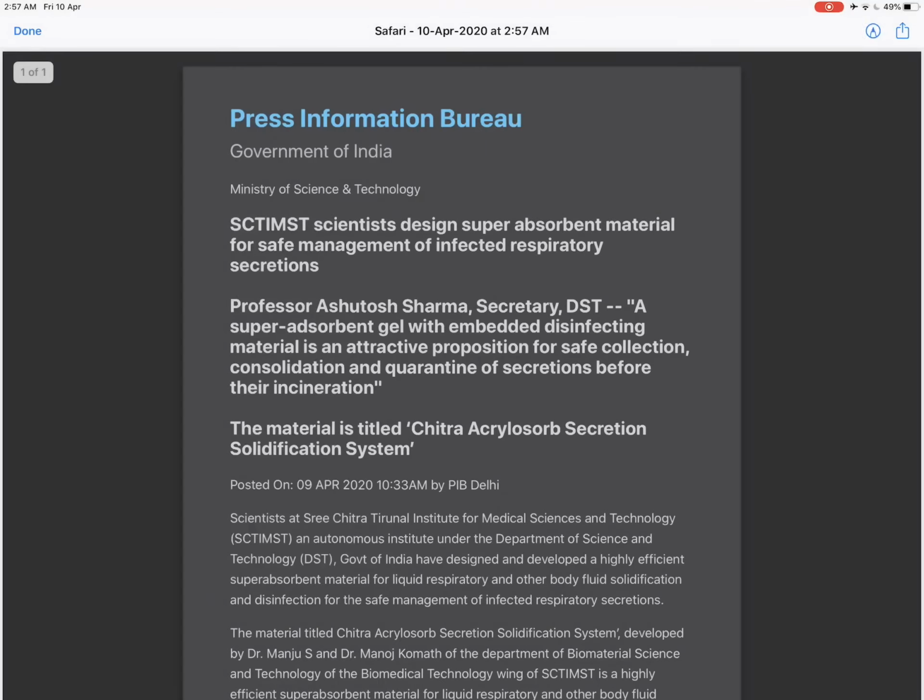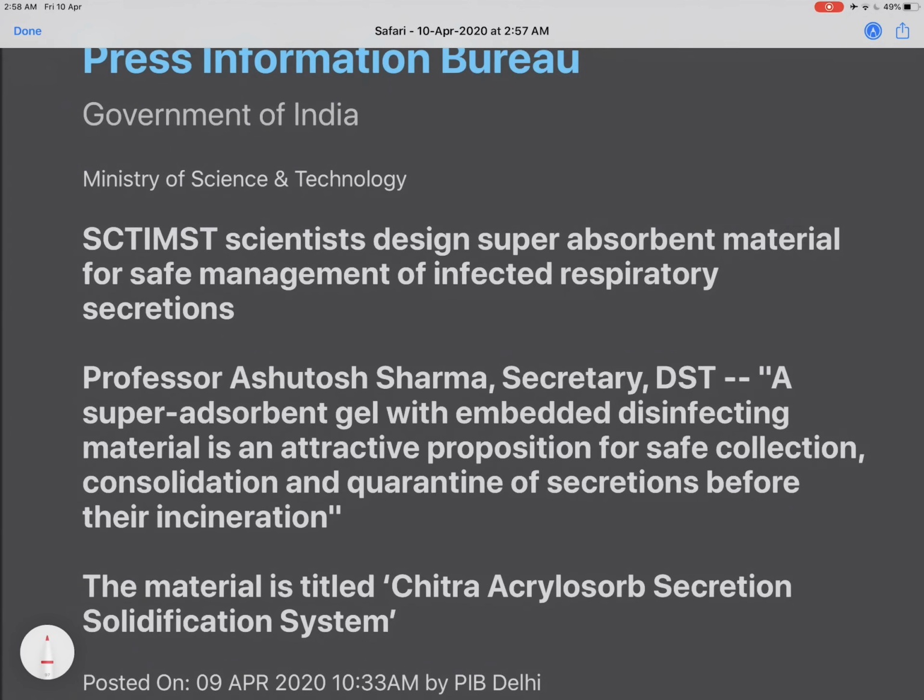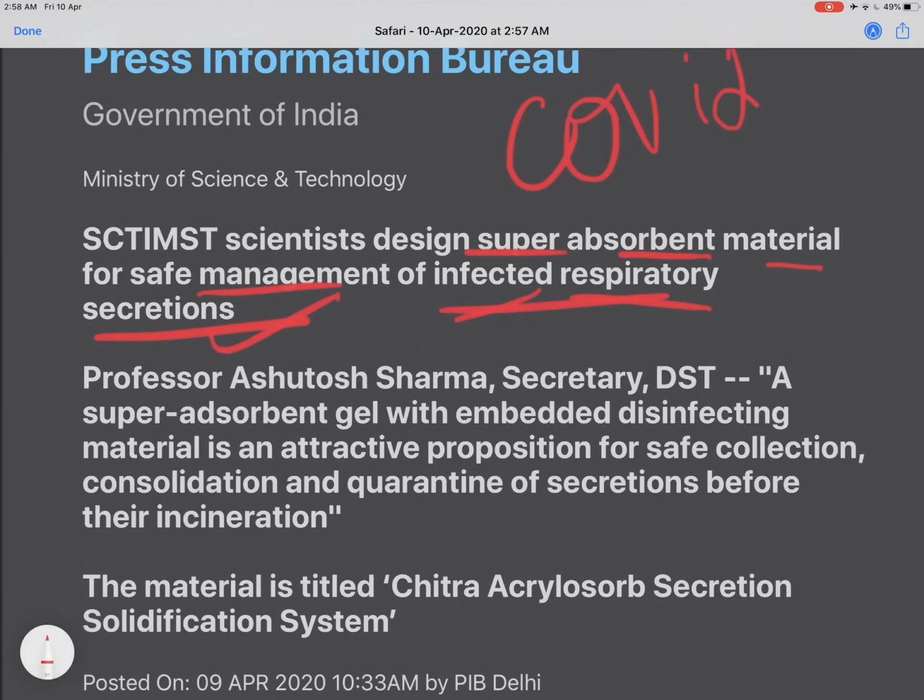This too is important. Alright, so what has happened is the scientists have designed a super absorbent material for what? For safe management, and for safe management of what? Of infected respiratory secretions. So we have got to understand one thing here, that respiratory secretions are definitely infectious, and especially if we talk about COVID-19 infections, it's sort of dangerous on the part of medical professionals to look after this medical waste. Their disposal is a very, very dangerous thing to do. So this is point number one.